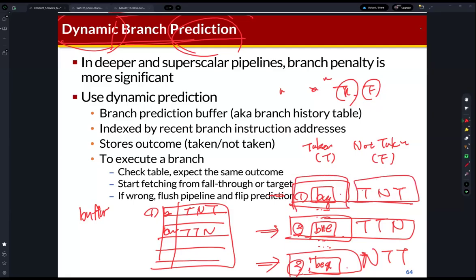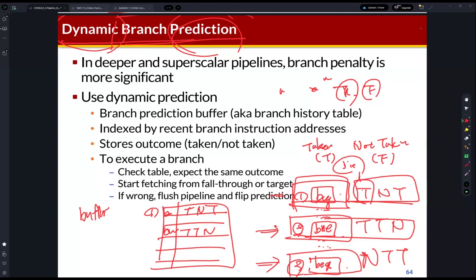Because actually the result of a branch instruction has only two cases, like taken or not taken, then we can just store only one bit of data, right? If the branch is taken, then we can just store 1. And if the branch is not taken, then we can store 0, right? It's a bit data. So anyway, we can store the result of a branch instruction in the buffer for each branch instruction.